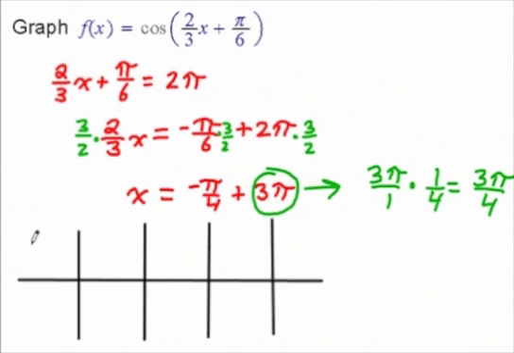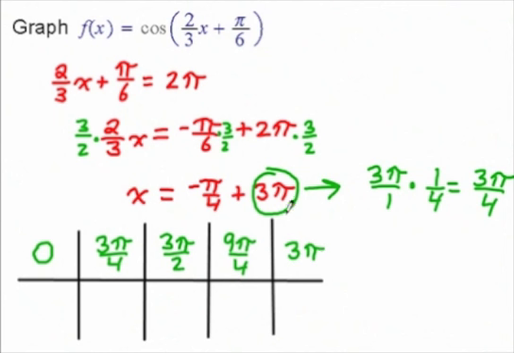So cosine usually starts at 0, and then the first cut will be 3 pi over 4. The next one will be 6 pi over 4, or 3 pi over 2. The next one would be 9 pi over 4. And then another 3 pi over 4 on top of that will be 12 pi over 4, better known as 3 pi. Again, these numbers should match up, the period of the function and that last number.